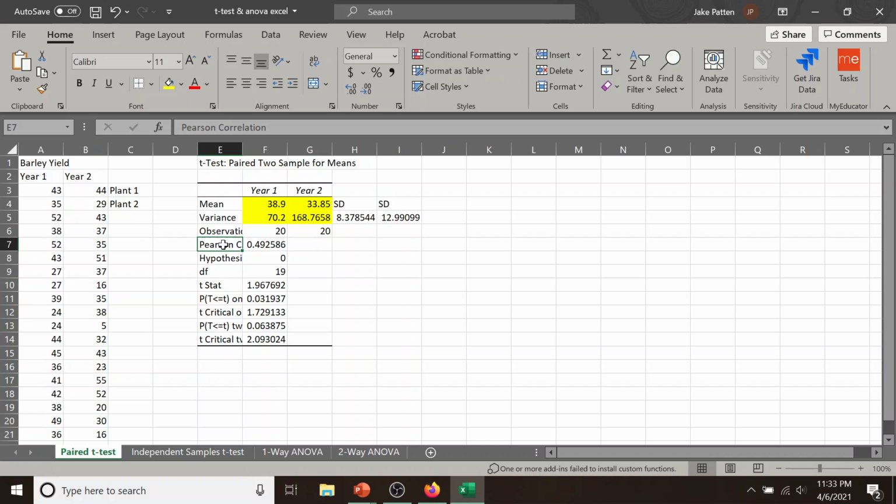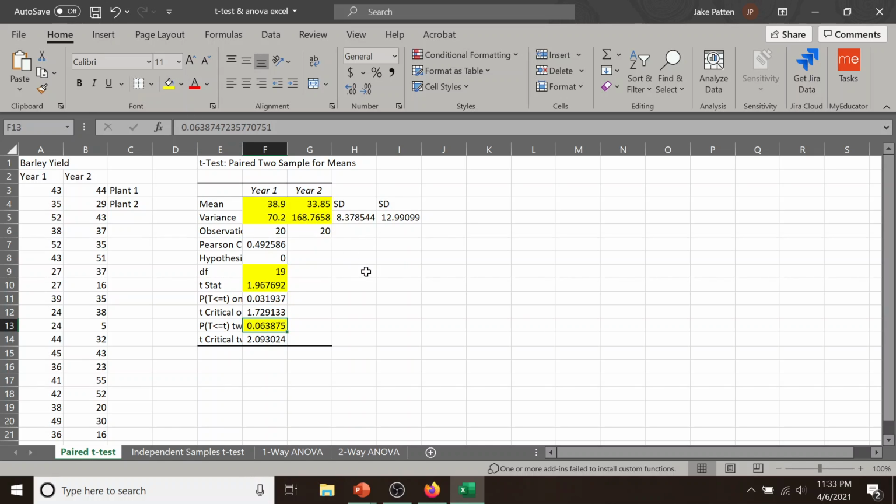There's a Pearson correlation. You're not usually looking at that. Hypothesized mean difference we didn't set. Degrees of freedom is something that you're going to need. And you're also going to need the t-stat. And lastly, you're going to need the p-value for the two-tailed test.